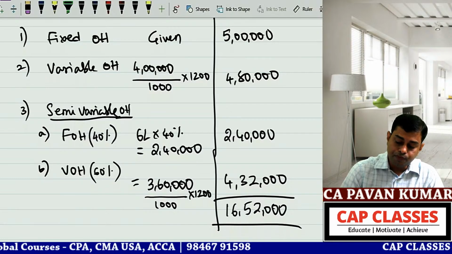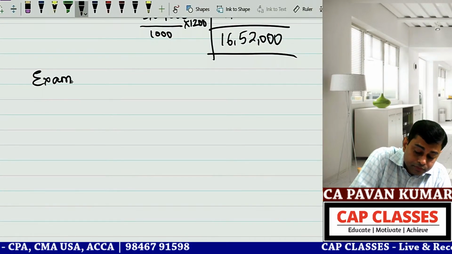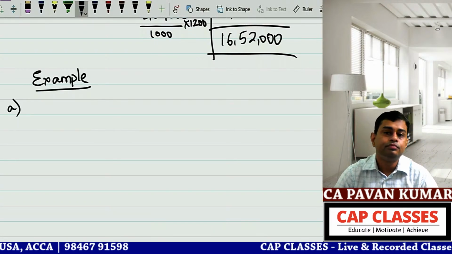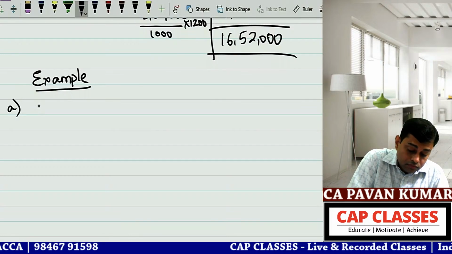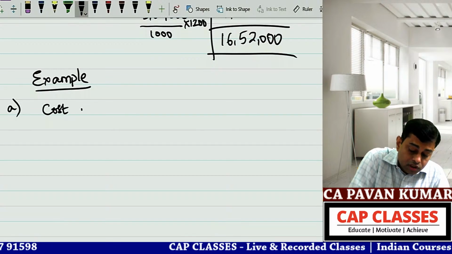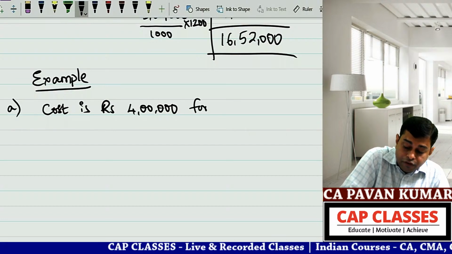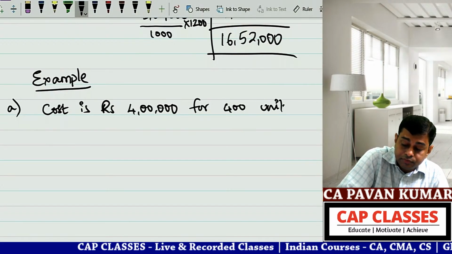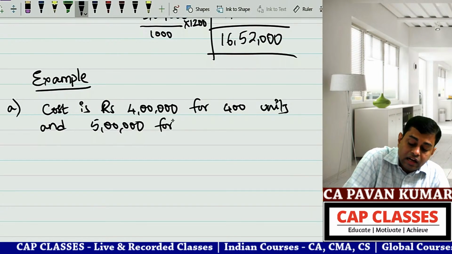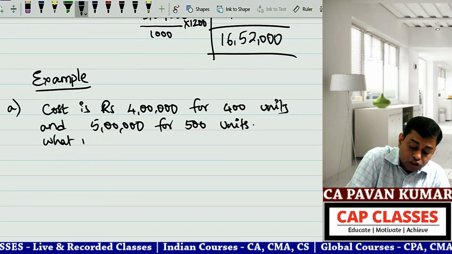Example. Under that, write down EA. Cost is rupees 4 lakhs for 400 units and 5 lakhs for 500 units. What is the nature of cost?